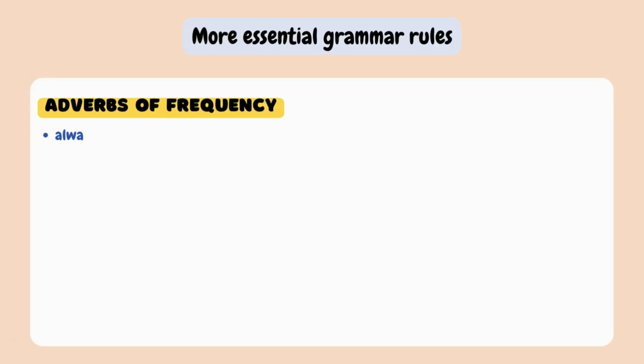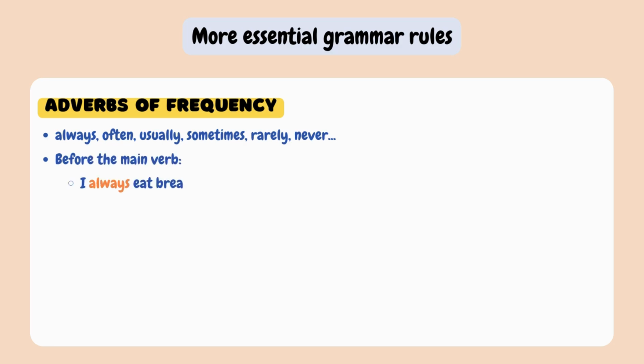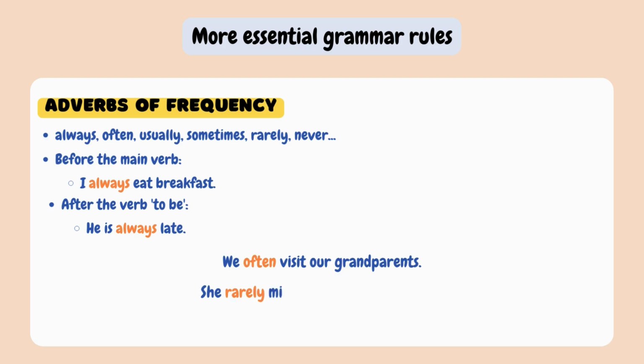Adverbs like always, often, usually, sometimes, rarely, and never are commonly used in the present simple to describe the frequency and are typically placed before the main verb, for example, I always eat breakfast, or after the verb to be, for example, he is always late. Examples: We often visit our grandparents. She rarely misses her morning workout. They are never on time for meetings.